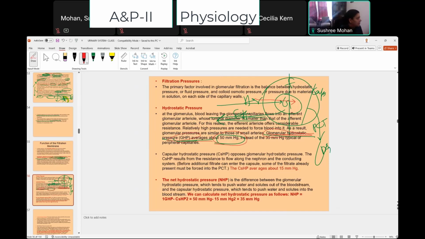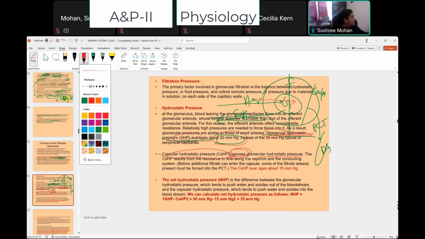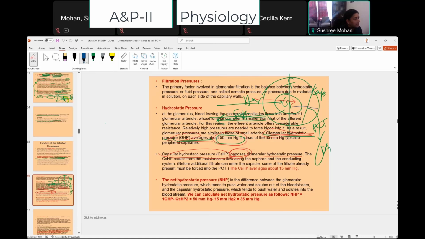The capsular hydrostatic pressure, CSHP, opposes the GHP. It opposes means it is going to come out in the opposite direction. From the capsule region, it's going to oppose it. Okay, so this is the capsule. So the space right here, this is the capsule.